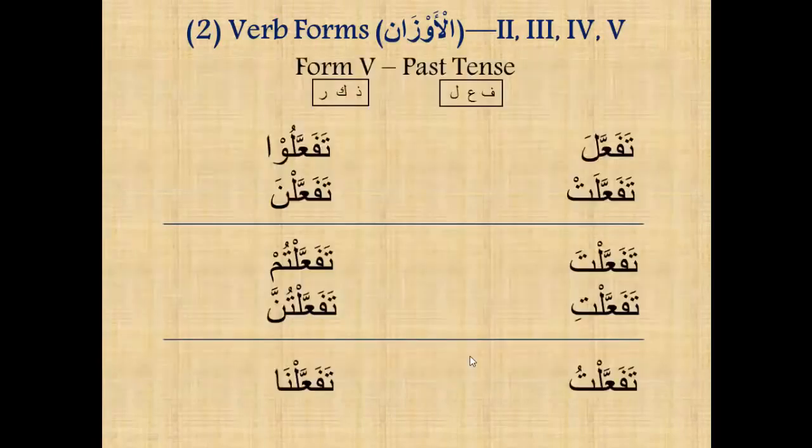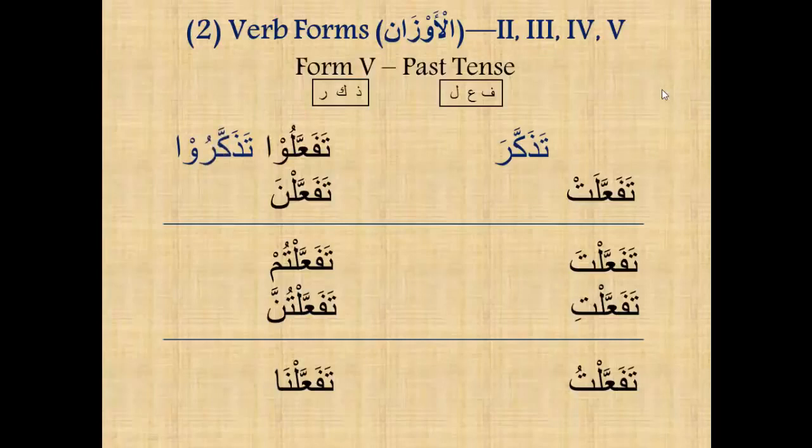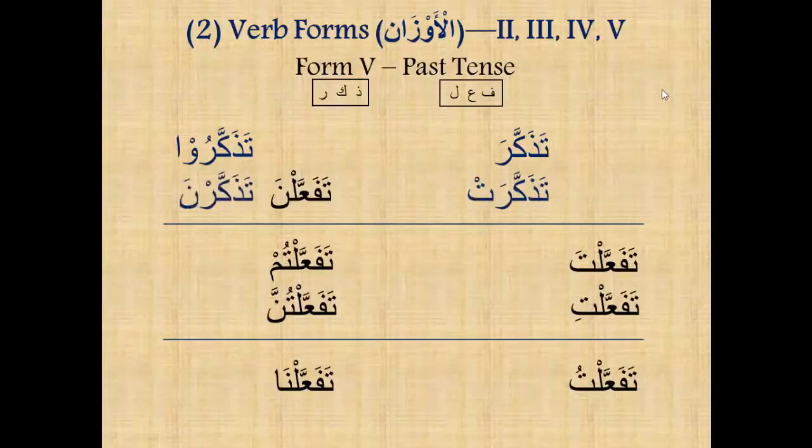Conjugation for Form 5 in the past tense, using the root letters thal, kaf, and ra, we have تَذَكَّرَ, to remember. تَفَعَّلَ, تَذَكَّرَ. تَفَعَّلُوا, تَذَكَّرُوا. تَفَعَّلَتْ, تَذَكَّرَتْ. تَفَعَّلْنَ, تَذَكَّرْنَ. Again, pay attention to the ta, the sound of the ta in the very front, and the sound of the shadda. That small delay in the pronunciation of the word tells you there's a shadda. Those are the defining unique characteristics of Form 5.